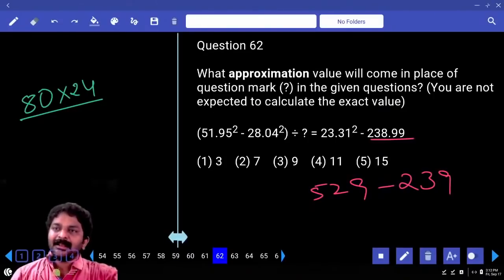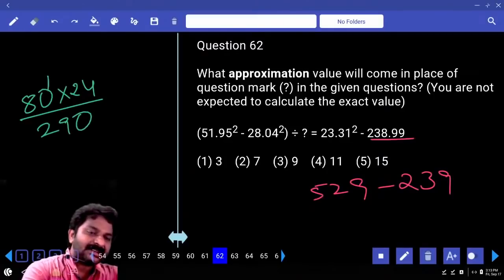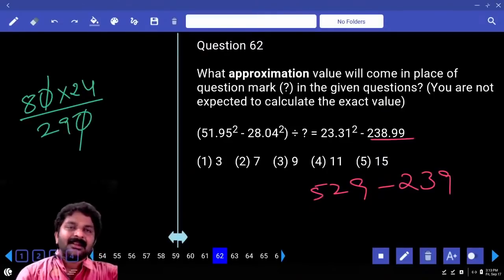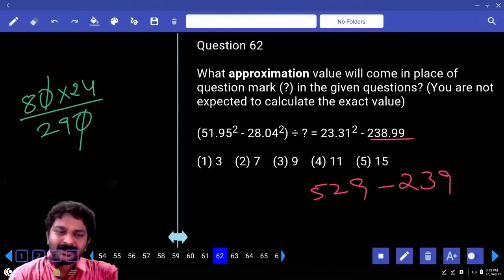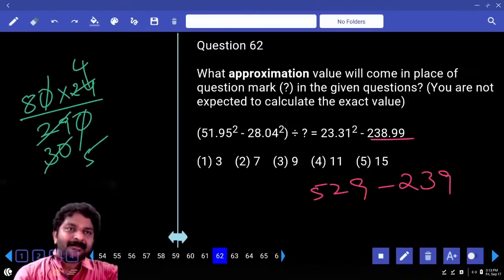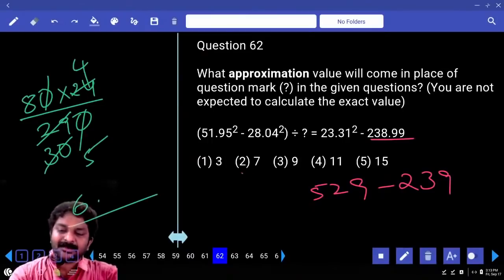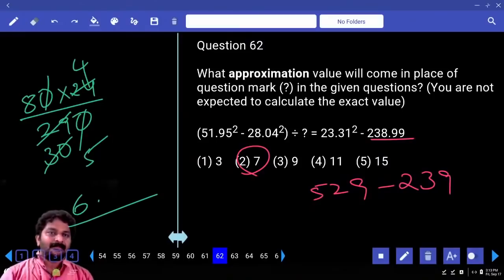290. Come on. 290, the 0 gets cancelled. Now the denominator 29 is a prime number, so approximately I will treat this number as 30. Then 6 5s, 6 4s, 8 4s are 32 by 5, that is 6 point something. The answer must be 6 point something. Approximate 7.